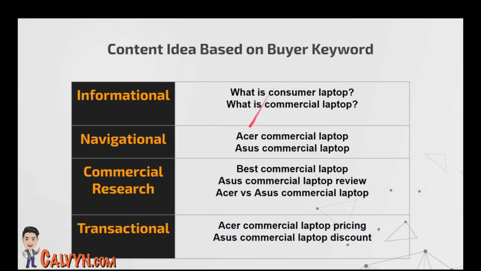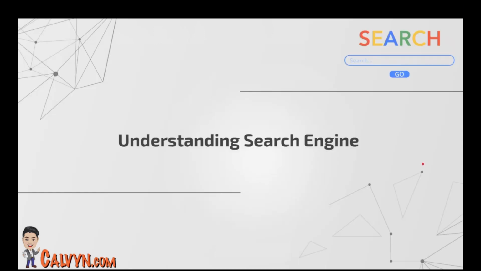So all these content ideas, you can go through by going through these 4 stages. Sometimes people always ask, what type of content should I produce? So this is the idea. Based on these 4 stages, every business is required to produce this type of content, so that when customers look for some content, they are able to find you, right? Now let's understand the search engine. We need to know how the search engine works, right?